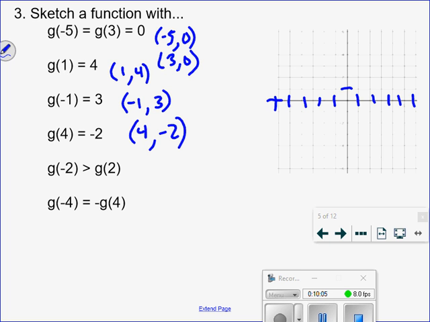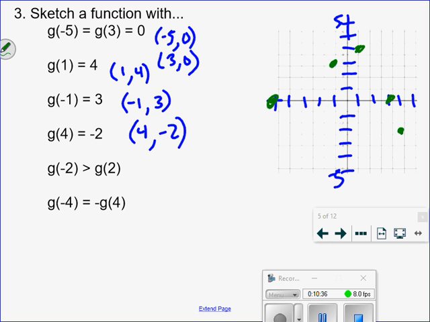And let's see, the y values go up to 4, so I'm going to go up to 5. Down to negative 5. There's probably lines on here. I can't really see them, so we're going to pretend they're not there. Negative 5, 0 is the first point that I have, so that's there. And then I have 3, 0, that's there. I have the point 1, 4. I have negative 1, 3. And 4, negative 2. I'll give you a minute to look at those and make sure you got those graphed right.